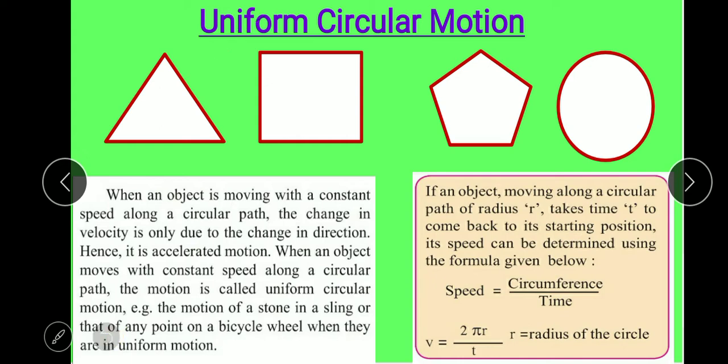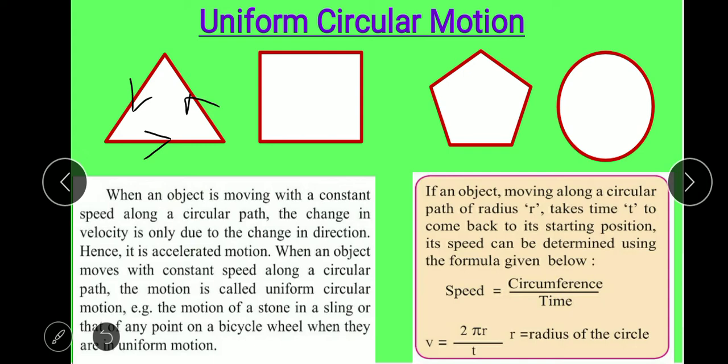Students, you can see in this slide we have different figures like triangle, square, pentagon, circle. Suppose these are the paths, and suppose there is a vehicle which is following this path. When it follows the triangular path, the vehicle will have to take a turn three times to complete one rotation.